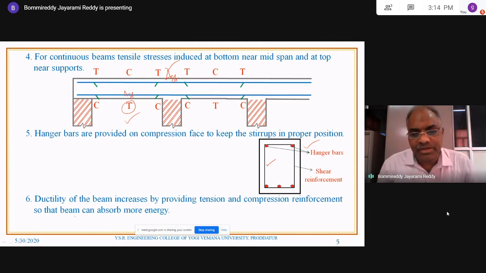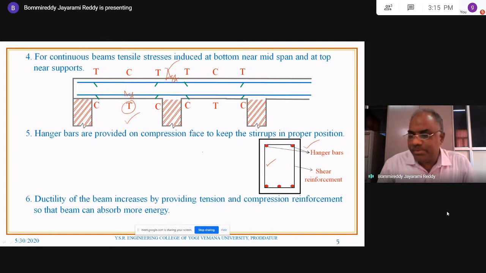And in practice, even for a small beam, the beams are always doubly reinforced, because for providing the shear reinforcement in proper position, hanger bars are to be provided at the top, that is, in the compression zone also, so that these bars will be acting as compression reinforcement. And while designing the structures, particularly the design of beams for flexure, the hanger bars can be taken into consideration for computing the compressive resistance of the section.